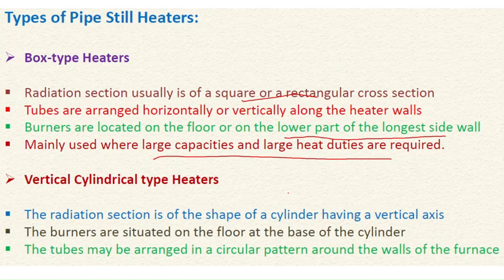Another type is the vertical cylindrical type. The only difference is in the radiation section of this cylindrical type: the radiation section of this pipe still heater is cylindrical in shape, having a vertical axis. Okay. And in this cylindrical type also, the burners are available at the floor of the cylinder, and the tubes are arranged in a circular pattern along the walls of the furnace. Okay.